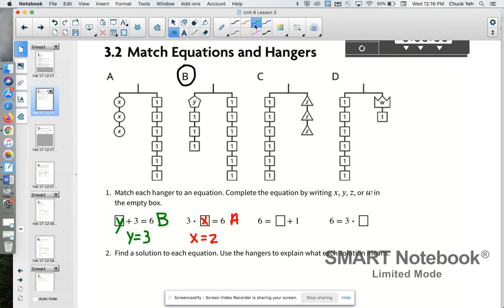Okay, the next one. 6 equals blank plus 1. It is hanger D. See this? W plus 1? So W plus 1. If this equals 6, what does W have to equal? Very good. W equals 5.